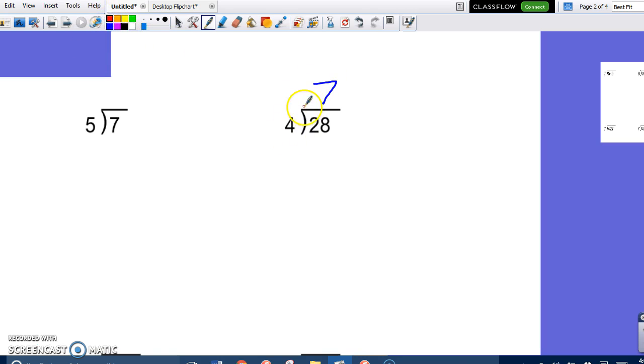Remember, show all your steps. That means you need to multiply. 7 times 4 should be 28. You have 0 left over.